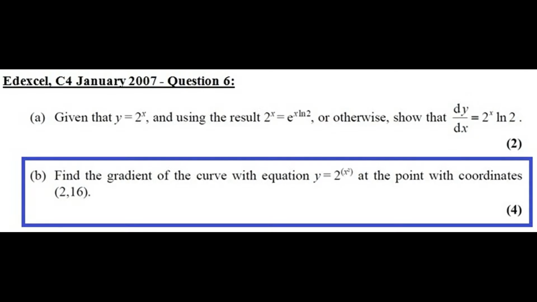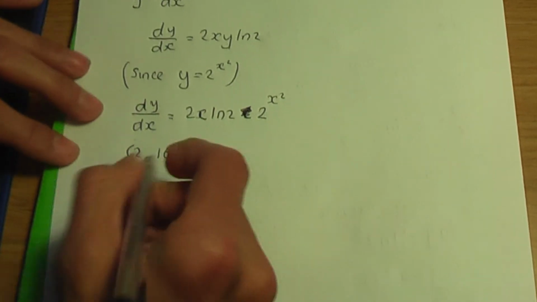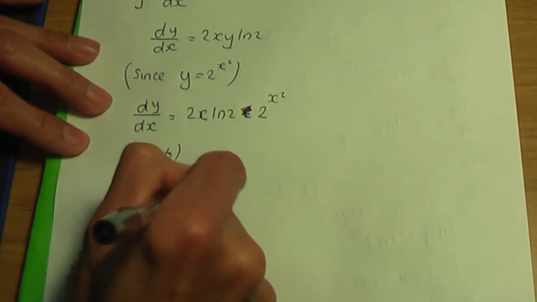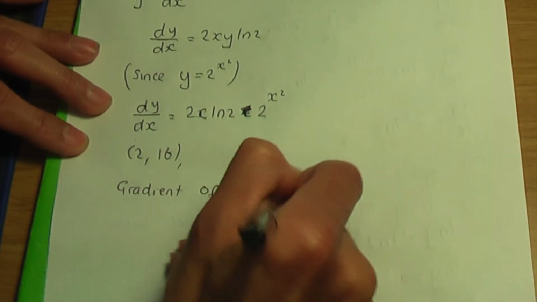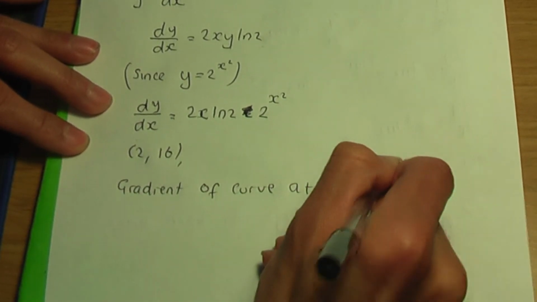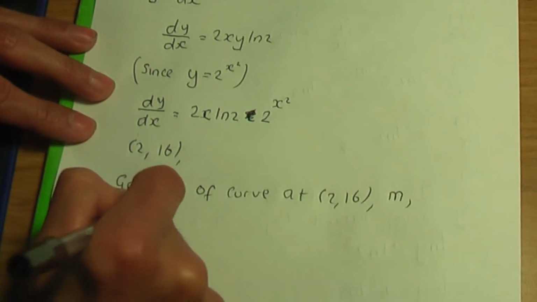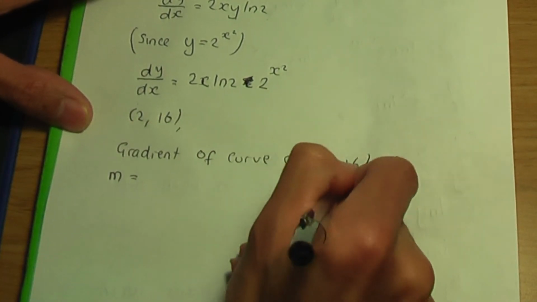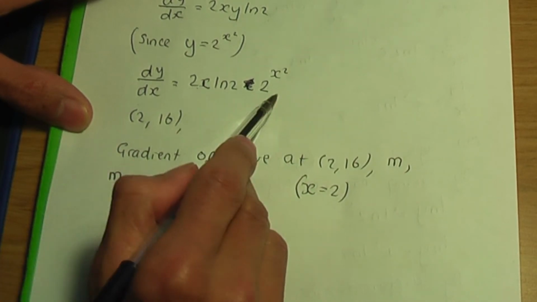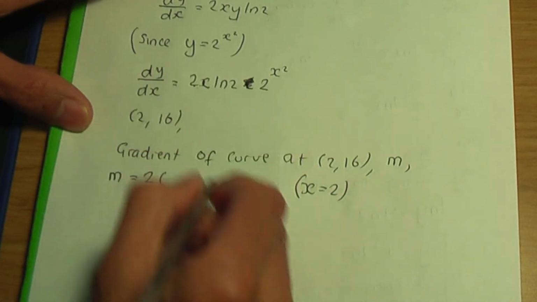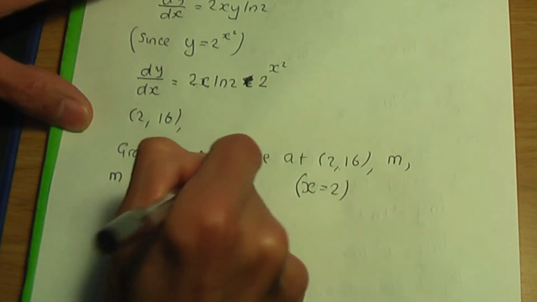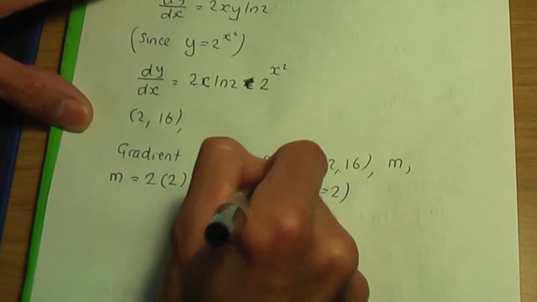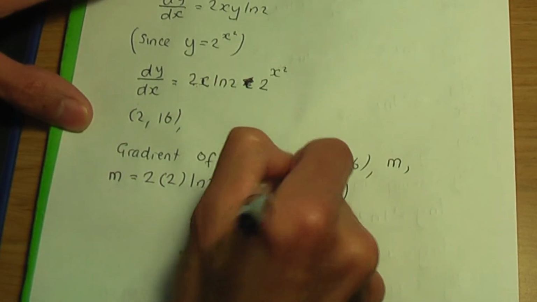So if we go back to the question, we need the gradient of the curve at the point 2, 16. So back to the paper and pen. So we have this point 2, 16. Now let's work out the gradient of the curve at the point 2, 16. In other words, let's work out m, where m denotes gradient. So let's put the x value, which is 2, into our solution for dy over dx. So we have 2 times x, which is 2, times ln 2, multiplied by 2 to the power of x, which is 2 squared.